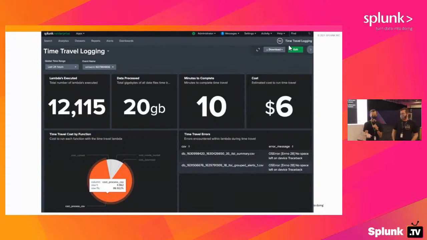So for example, this big red box down here, that's the actual finding and replacing of the data. And that's taking about 85% of our time and costing us about $5. So we know that this is the biggest chunk. Maybe there's some optimization we can make there to actually further reduce our costs.